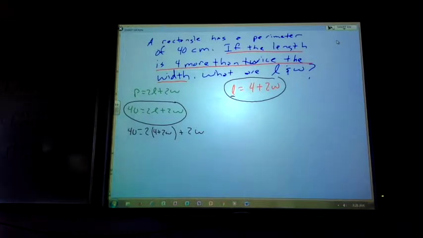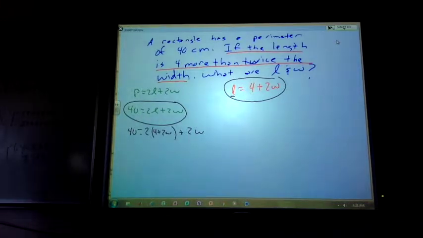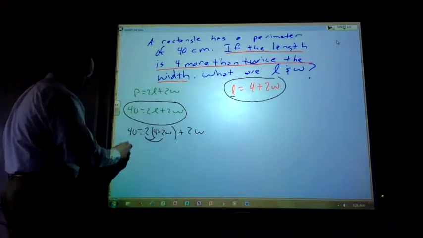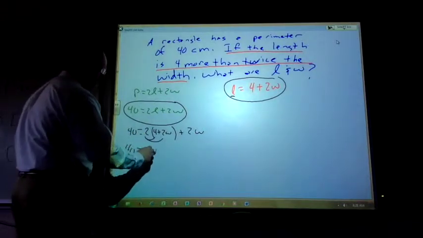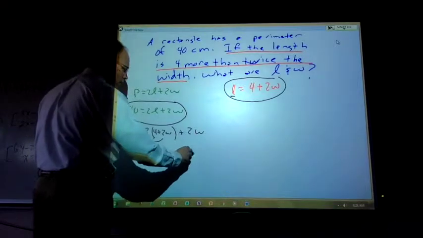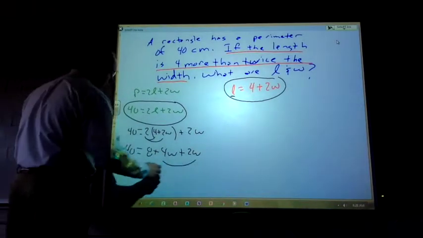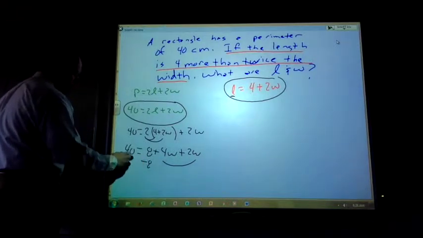Ben, help me out. How do I start resolving this problem now? You distribute 2 to 4 and 2W. Perfect. So that gives me 8 plus 4W plus 2W. Is that okay so far? A few things I can do. That gives me 6W. Subtract 8 as well.